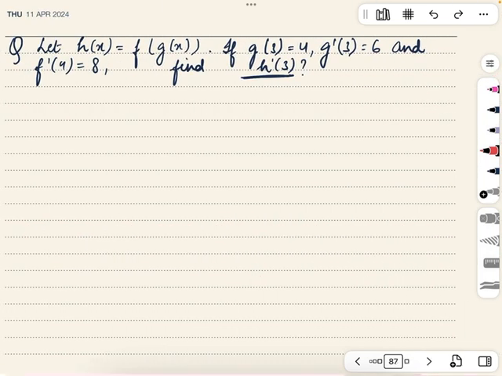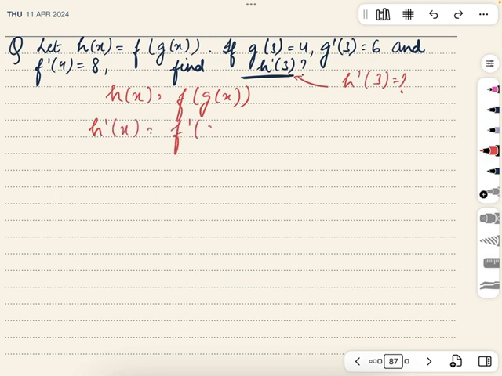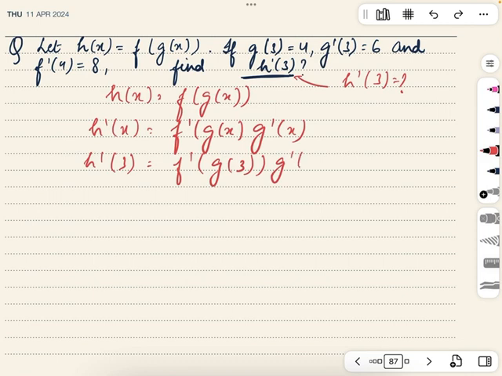One question, this one appears in the examinations. Given that h of x is equal to f of g of x, we have to find h dash of 3. Okay, h dash of x is equal to f dash of g of x times g dash of x. So if I put 3 over here, that will be f dash of g of 3 times g dash of 3.